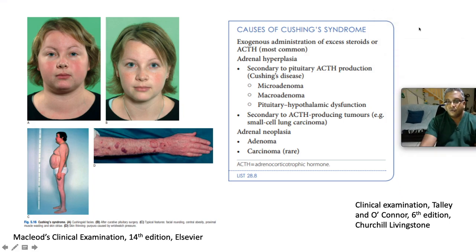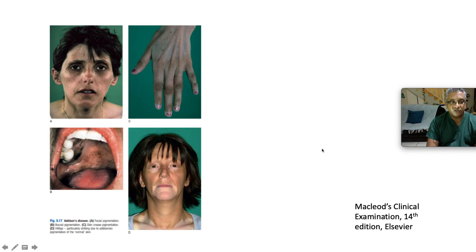Cushing syndrome is most often due to exogenous administration of excess steroids, for example when you're trying to treat some other condition like chronic asthma or some rheumatological condition. Even ITP is a common indication in our setting. Or it could be due to adrenal hyperplasia, which is secondary to pituitary ACTH production, Cushing disease, which is most common, and can be caused by a microadenoma, a macroadenoma, or pituitary hypothalamic dysfunction. Or it could be secondary to an ACTH-producing tumor, for example a small cell lung cancer, so something from outside the pituitary which is producing ACTH. Or it could be due to a problem within the adrenal gland itself, adrenal neoplasia in the way of adenoma or carcinoma, but adrenal carcinoma is very, very rare.